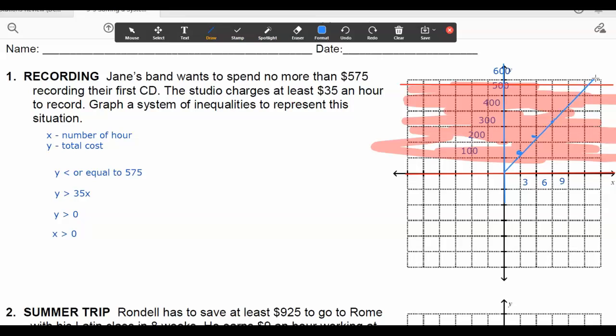There we go. So it should look something like that. So then the idea is that she can't cost less than that because y's are greater than. So my shading is going to be above my line, or this region in here.